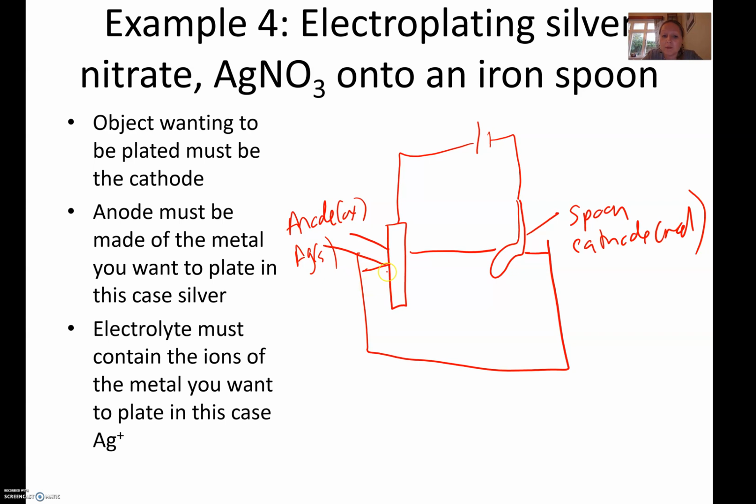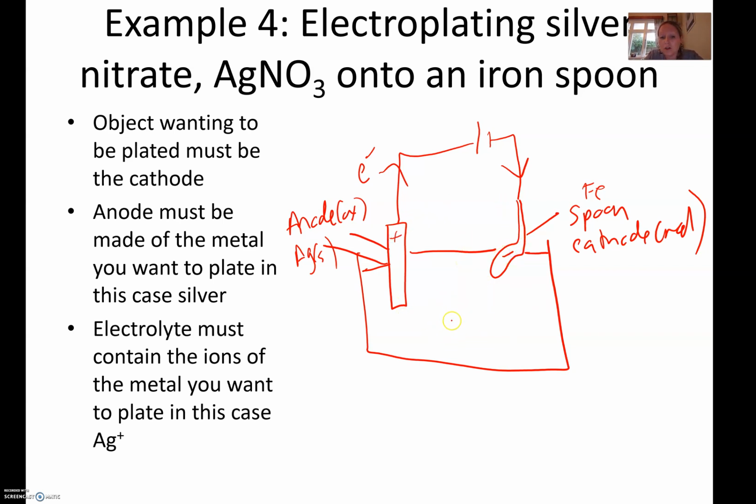So the anode must be made out of the metal you want to plate. And here we've got our iron spoon, which we want to be coated in metal. By the way, this is actually how they do this. It's pretty cool, really. Electrons still always flow from the anode to the cathode, and the anode is still going to be positive, and the cathode will be negative in charge.